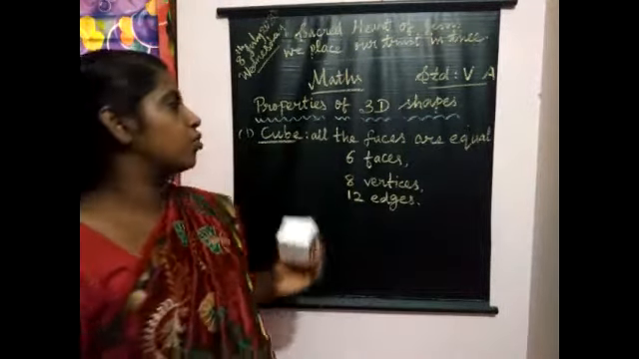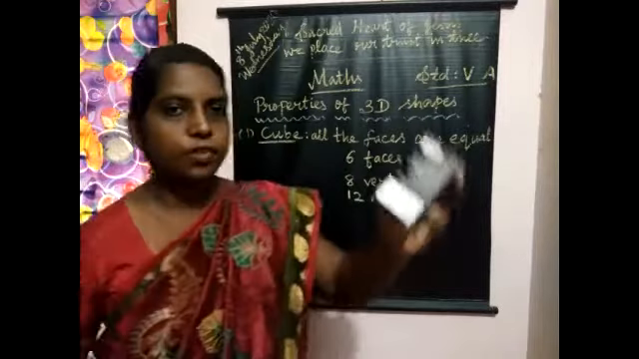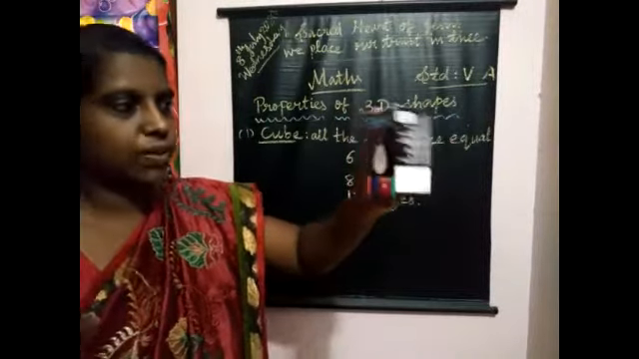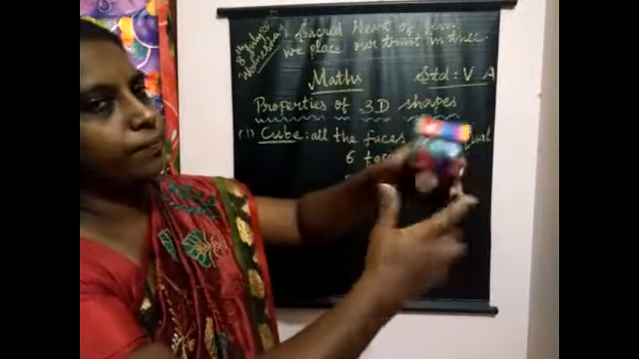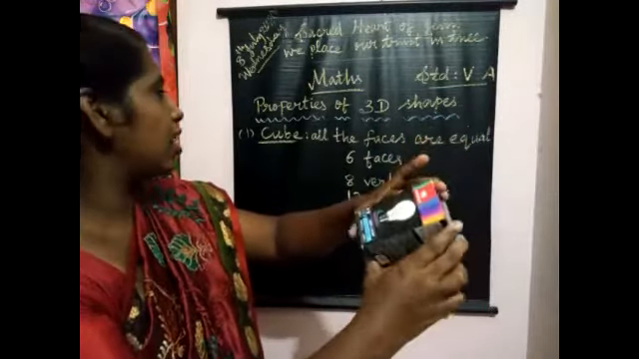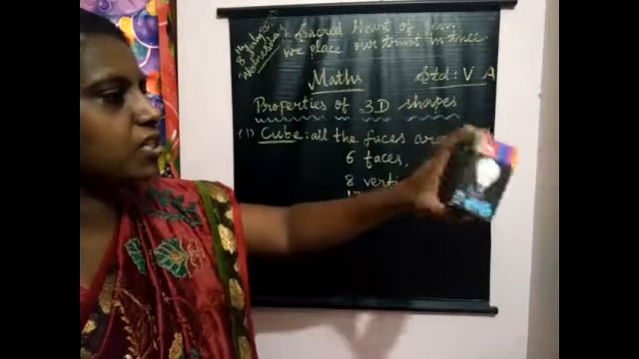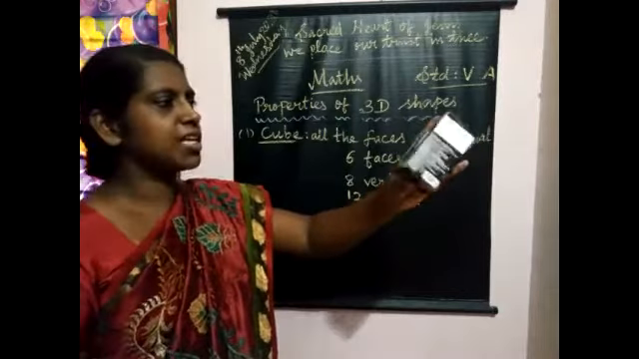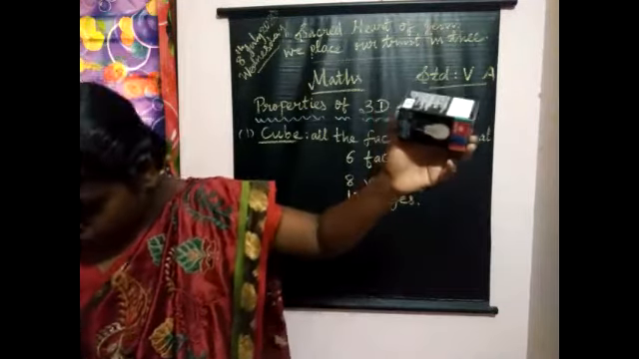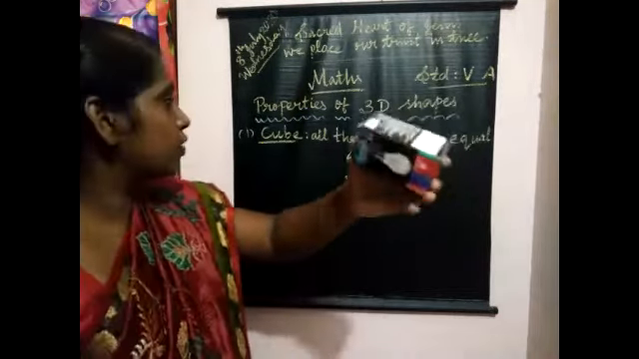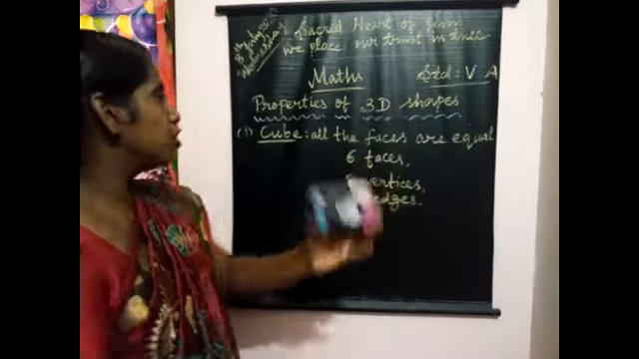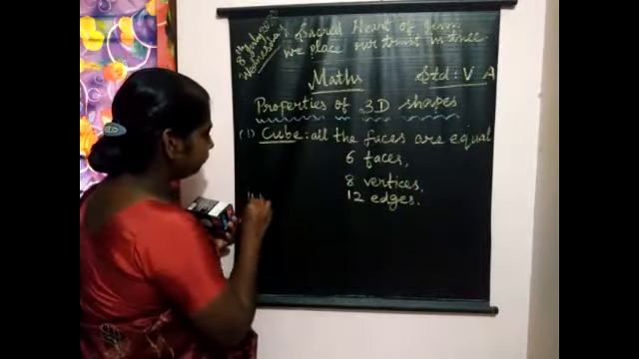So next we are going to see the properties of a cuboid. While seeing this, we can say this is a cuboid. Yes, cuboid. So here also there are some properties. While seeing this, we are able to tell something about this cuboid. So we are going to see the properties of a cuboid now. Tell me.